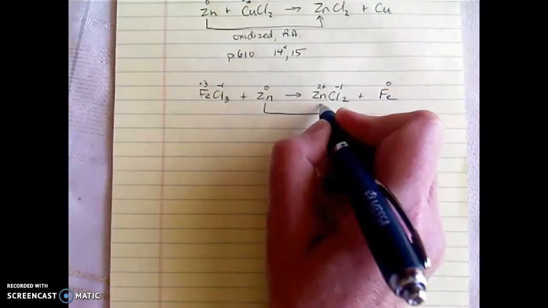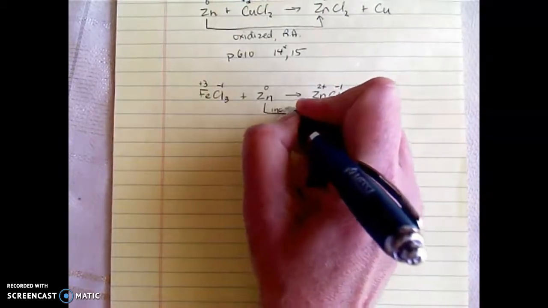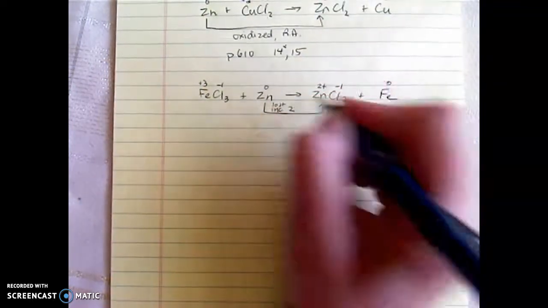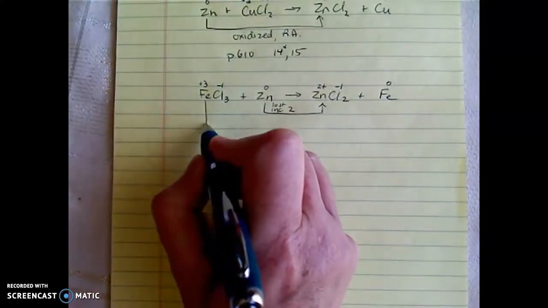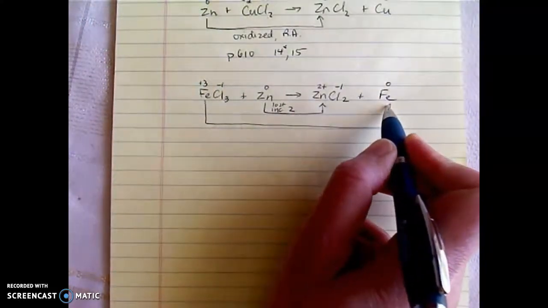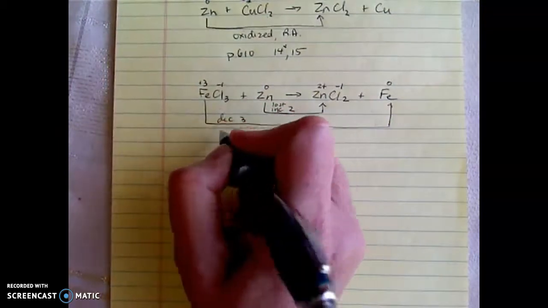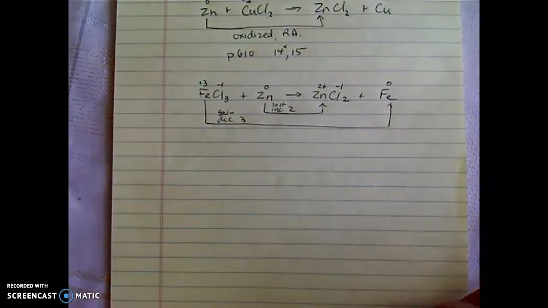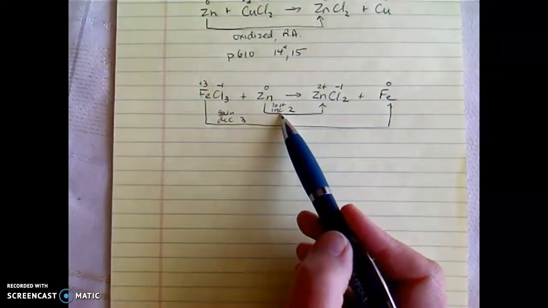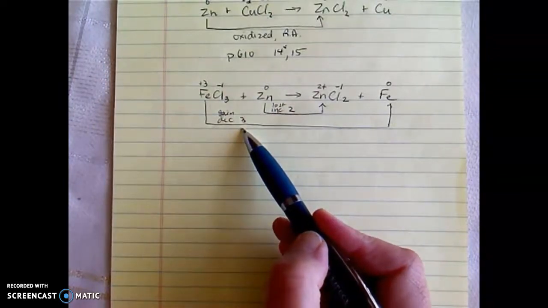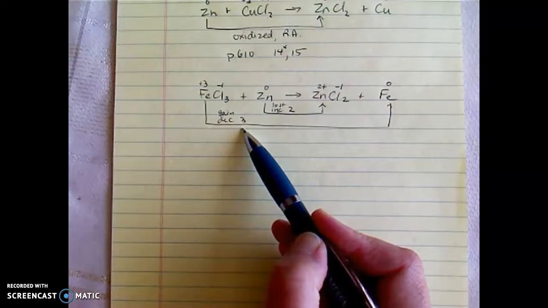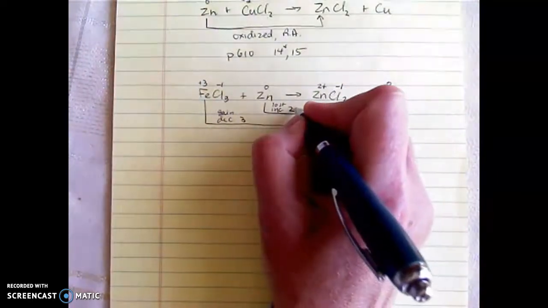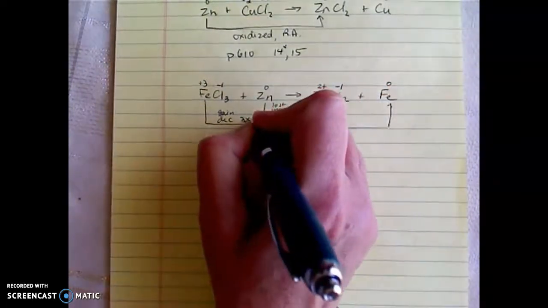You can see that this increased by 2. Okay, so we have a loss of 2, so I'm going to write that up there, of 2 electrons. And then we have our iron here that decreased by 3. In other words, we have a gain of 3 electrons. Now with redox, they go hand in hand, and the number of electrons lost must equal the number of electrons gained. So in this case you look for the lowest common multiple, and that's going to be 6. So we'd have to multiply this by 3 and this by 2.